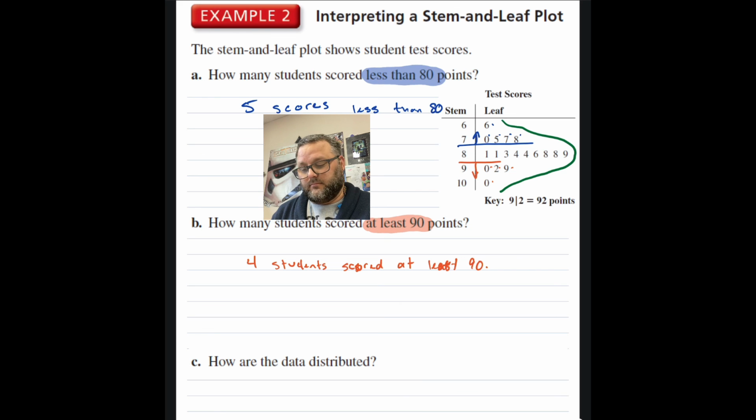14 and 29. So both of those are ways that we could use to describe how the data are distributed.